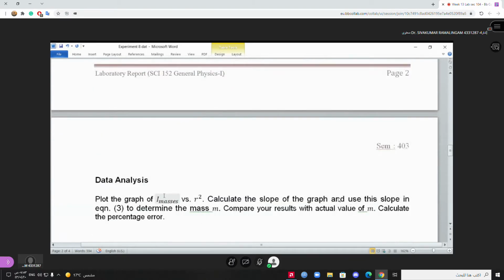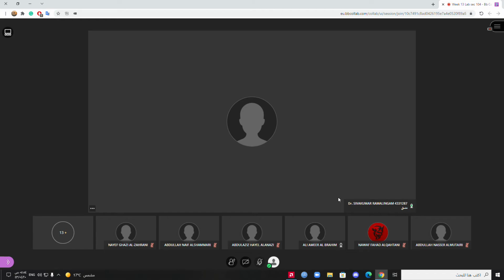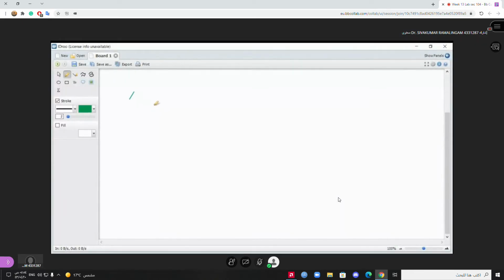I'm going to draw the graph between I masses versus R square. Let us see the graph. First, I'm going to find delta x. If we go to the schedule, for delta x you should take R square, right? R square is delta x.